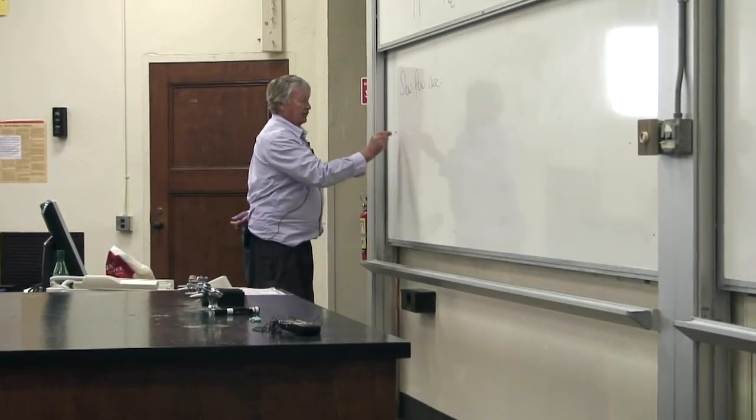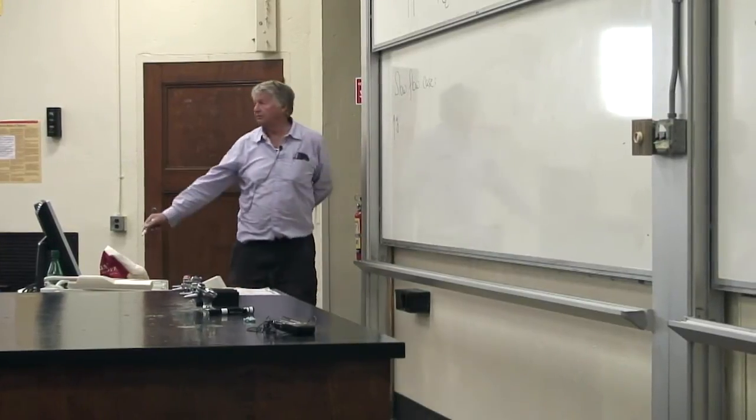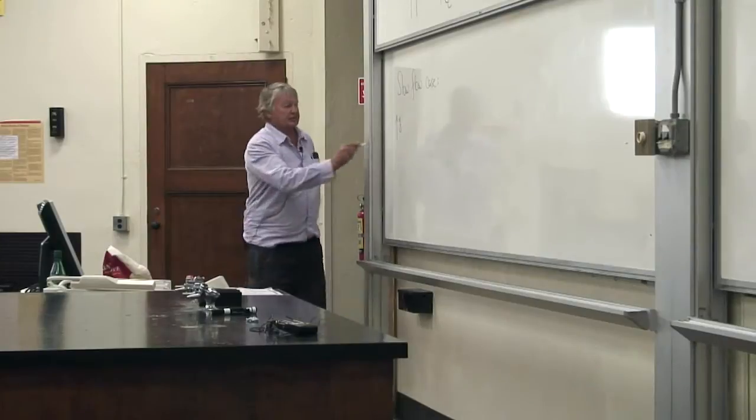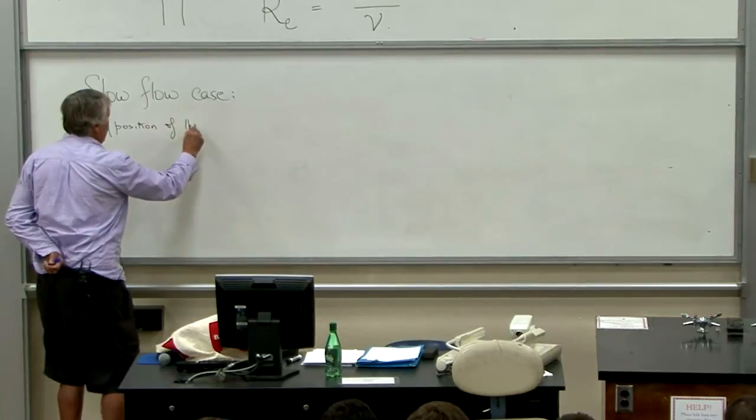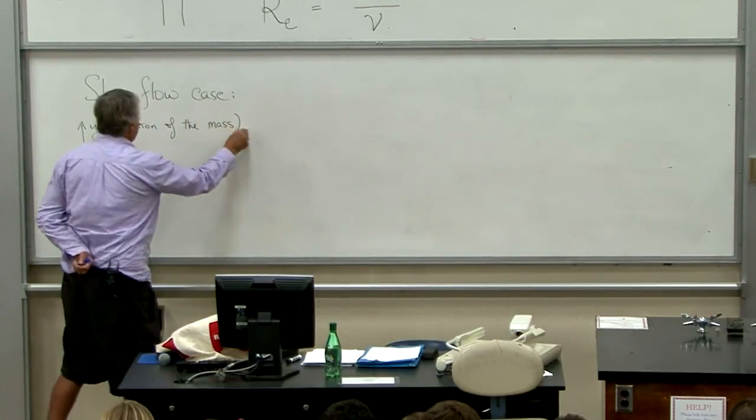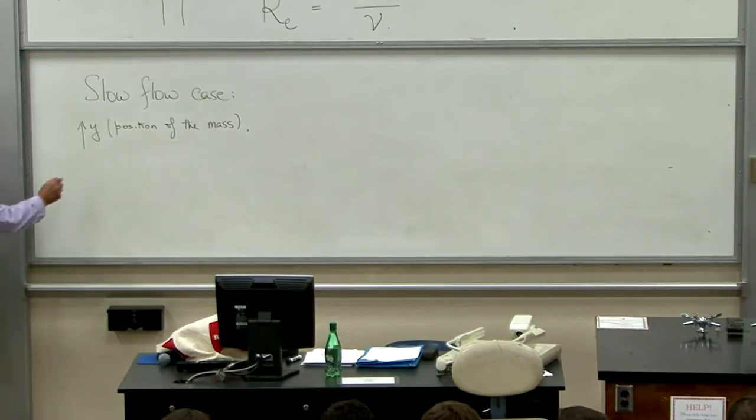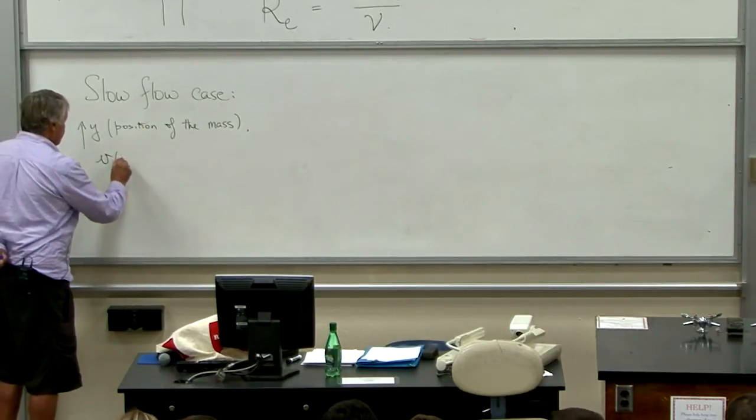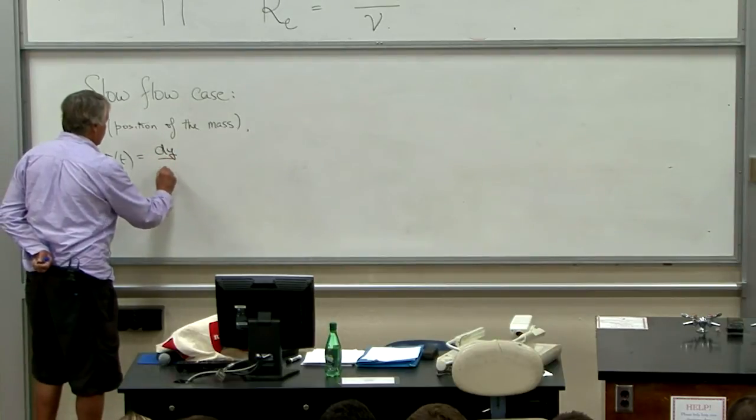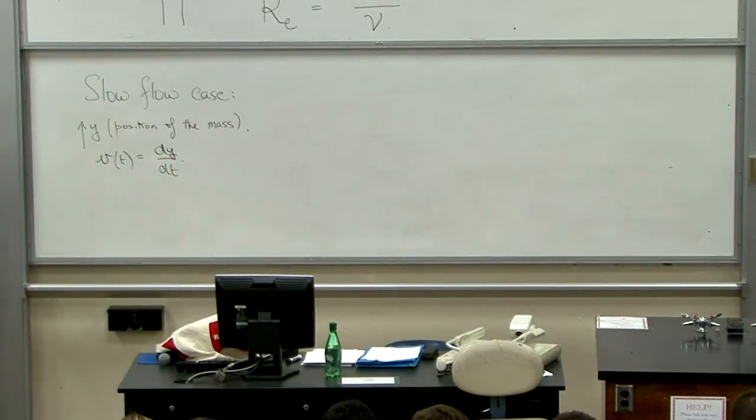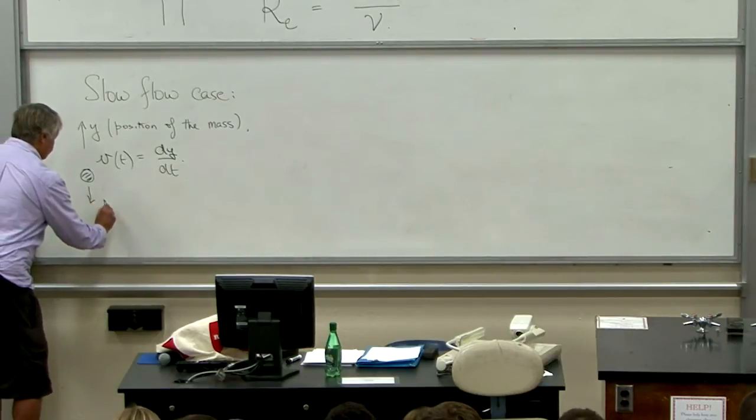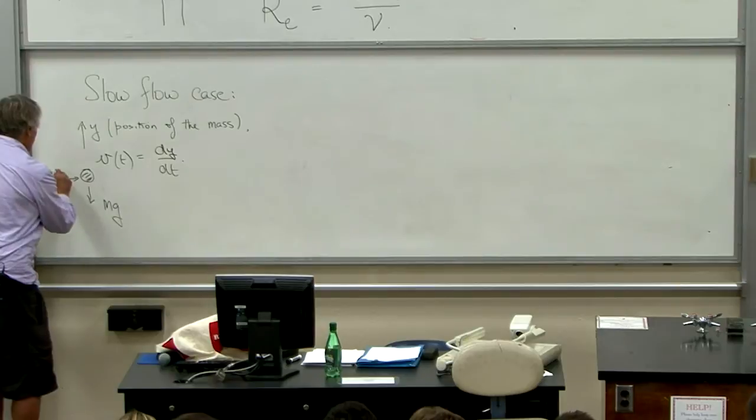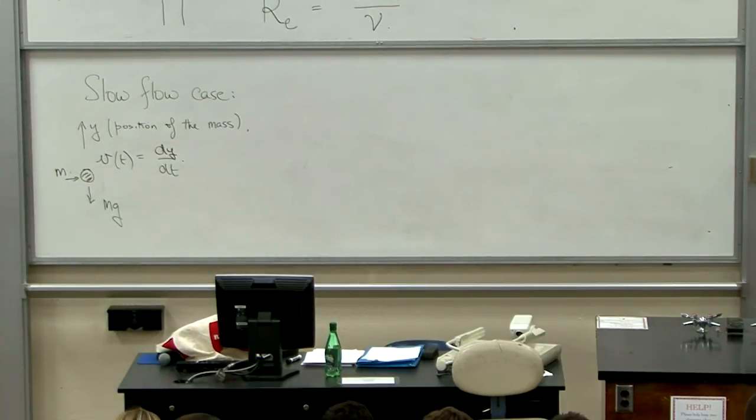So here's our situation. I'm going to call y positive up. So y is the position of the ball or the mass. V is its velocity. V of t is dy by dt. So, I have a little mass here. Gravity will act down. So the mass is m. Gravity acts down.